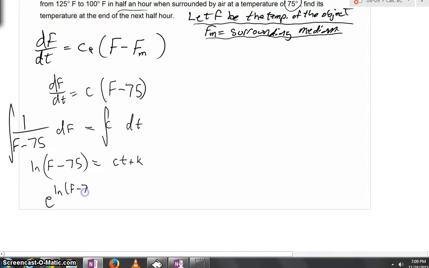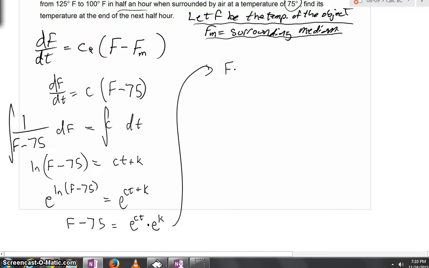We'll take e to the left side, we'll take e to the right side. And I think it's pretty quick to notice the left side becomes f minus 75. The right side, using a property of exponents that we talked about before, we could think of this as e to the ct times e to the k. Normally we'd start with something like this and then combine by adding the exponents. Right now we're just really working backwards.